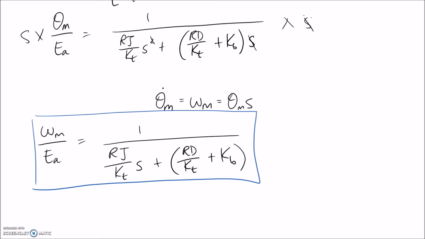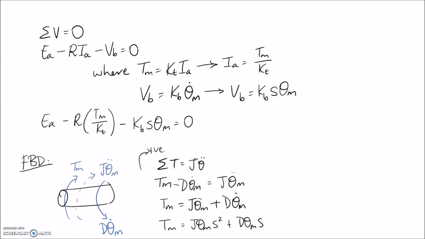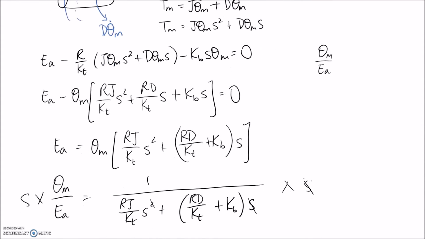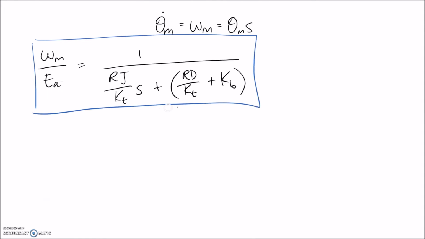So this question didn't just ask me for the transfer function though, it wanted me to find the time response properties, so the rise time, the settling time, and the overshoot. So what we need to do is put some numbers in to make that possible. And we were given a whole bunch of numbers in the original question. So we're given the resistance, the inertia, and the damping. So what I'm going to do is substitute all of those values into this transfer function, omega m on EA. So if you substitute in that R is equal to 6, J is equal to 5, and we were given KT as well, it was 2.08. This comes to 14.42.